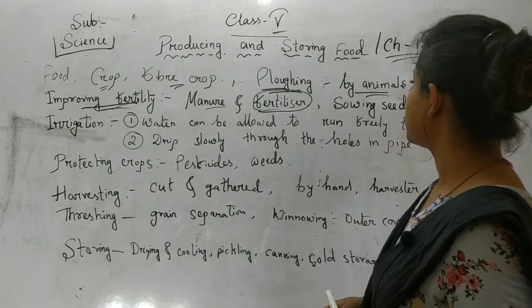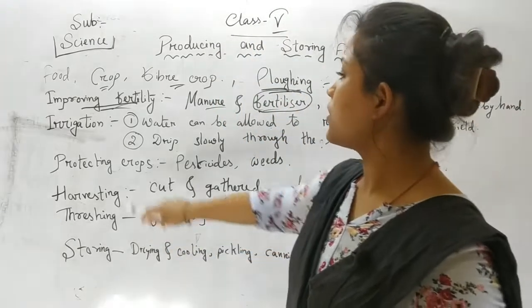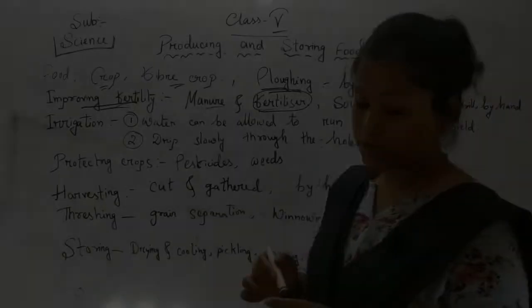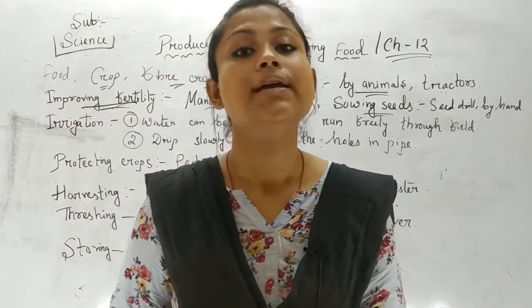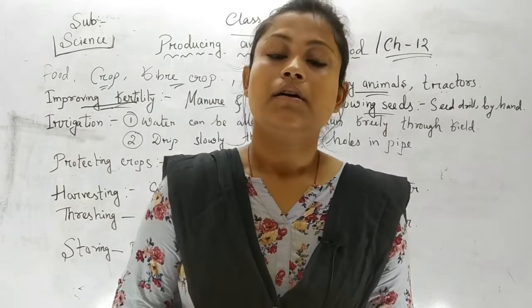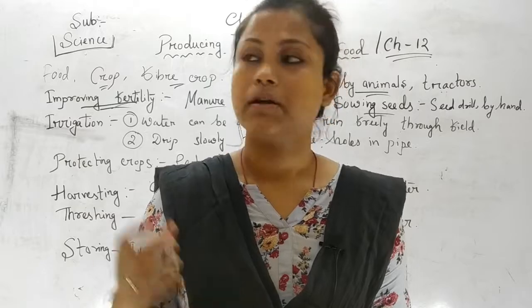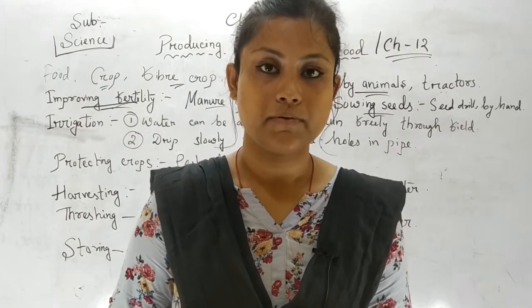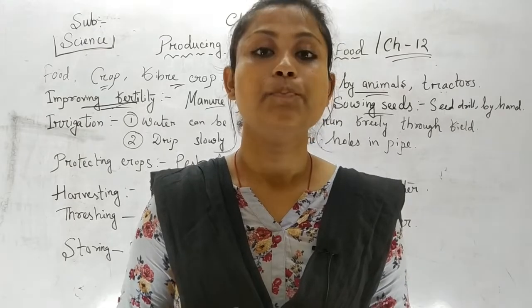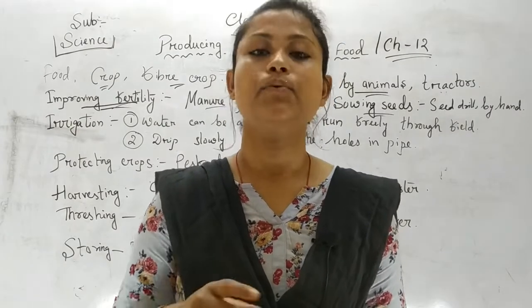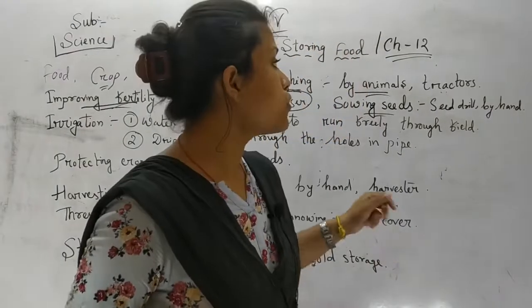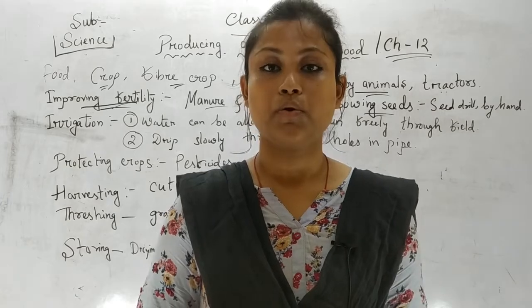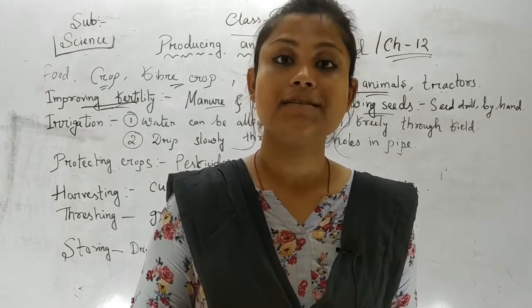So we have plowed the field, and we have improved the fertility. Then the third point, sowing seeds. What is the meaning of sowing seeds? If you want a plant to grow in your garden, what do you have to do? You have to plant the tree. Yes or no? Similarly, if you want to grow crops, you have to sow the seeds first. Otherwise, the plant will not grow, because from the seeds the crops grow.